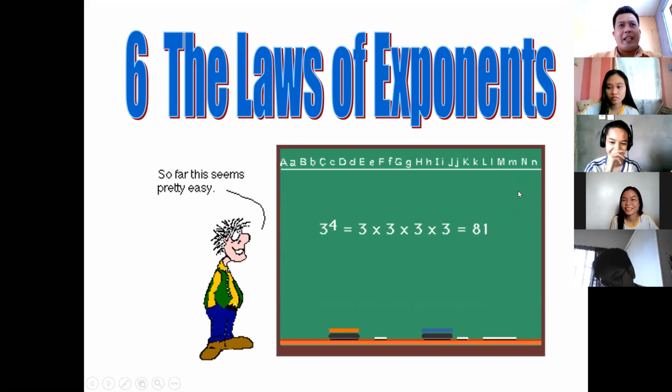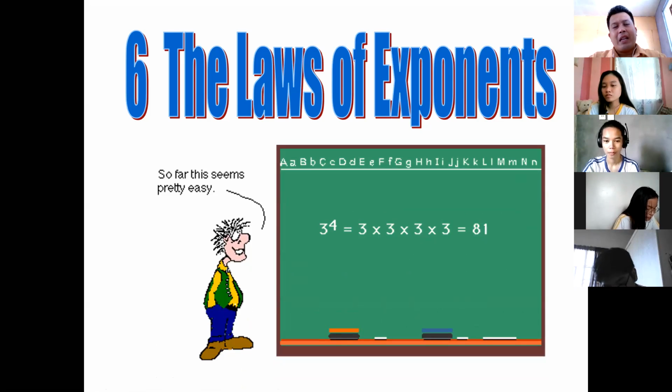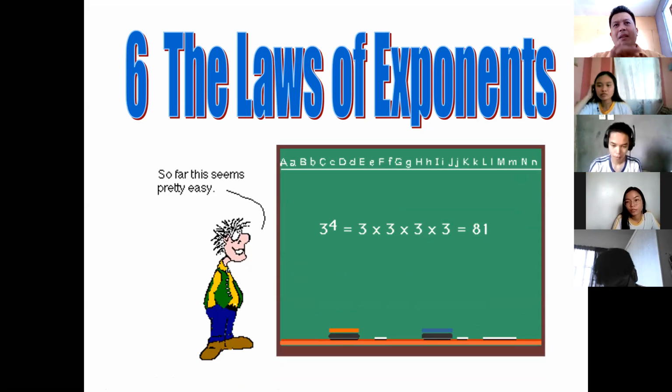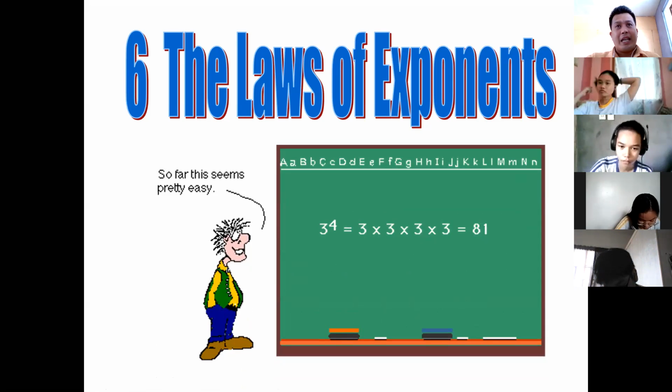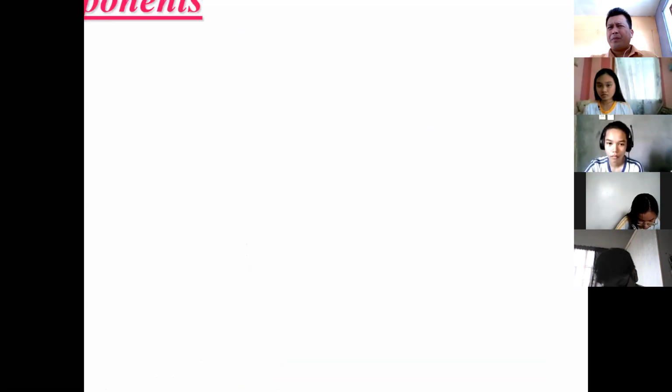So we have here the notation 3 to the power of 4. 3 to the power of 4 simply means the value 3, or the number 3, is multiplied to itself 4 times. So 3 times 3 times 3 times 3, or 81. Simplify 3 to the power of 4, you'll get the answer 81.